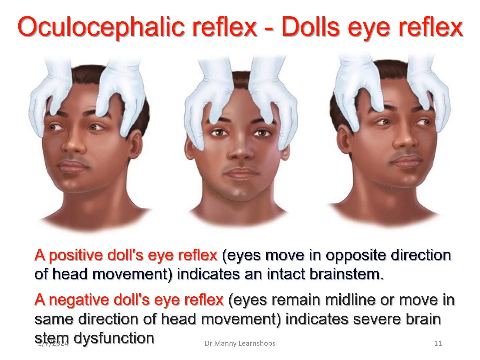Then you have the oculocephalic reflex, which is referred to as the doll's eye reflex. We all have it. This is a normal reflex. In someone with brain death, it is absent. So a positive doll's eye reflex, where the eyes move in the opposite direction to the head movement, indicates intact brain stem. A negative doll's eye reflex, where the eyes remain midline or move in the same direction as the head movement, indicates severe brain stem dysfunction. But typically, they remain fixed midline and don't move, as is indicated in the middle diagram.